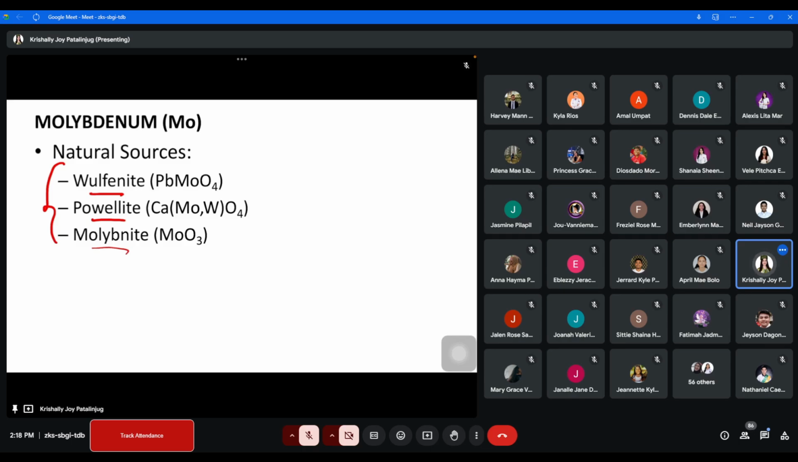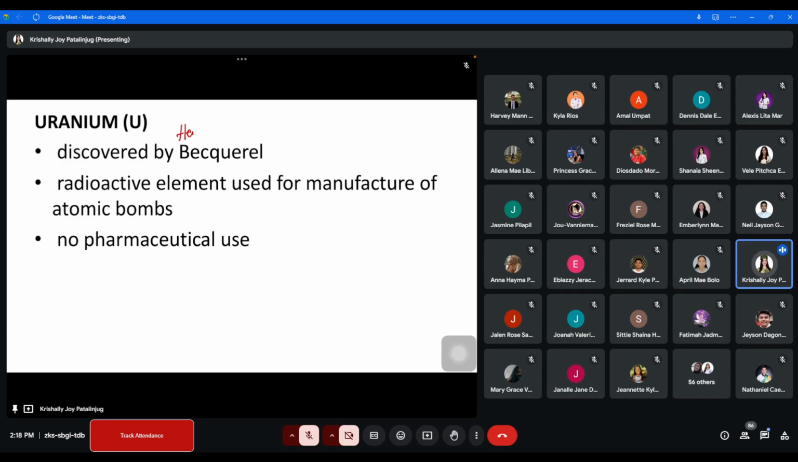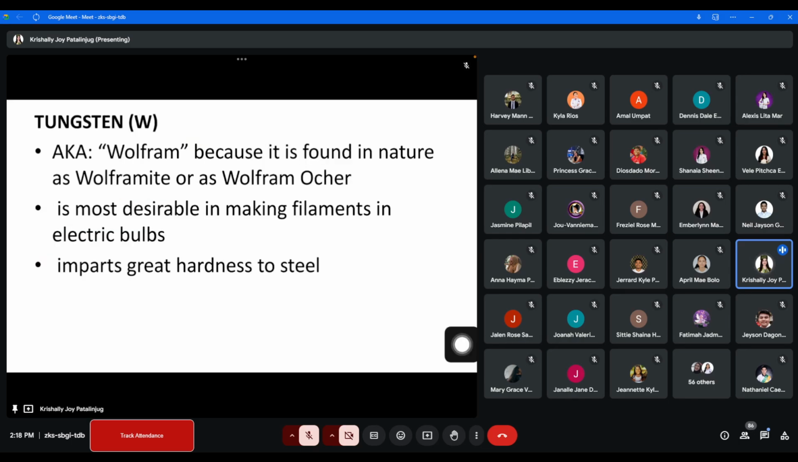Okay, and then finally, yung uranium. This was discovered by Henry Becquerel, a radioactive element, but it has no pharmaceutical use. So we'll just move on, no? Kasi wala naman siyang pharmaceutical use. Ito din, yung tungsten, wala din pharmaceutical use.